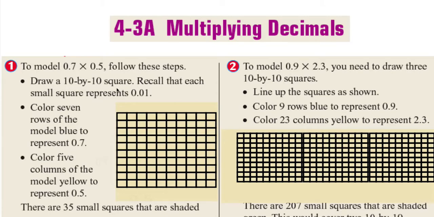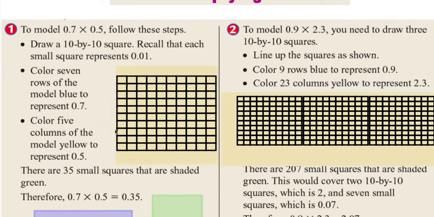Draw a 10 by 10 square. Recall that each small square represents 0.01. If you have that 10 by 10 square, color 7 rows of the model blue to represent 0.7. So we get this, and we represent it with 0.7 right there. 7 tenths, 1, 2, 3, 4, 5, 6, 7 out of 10 has been shaded.